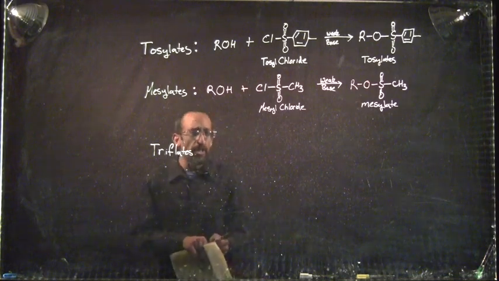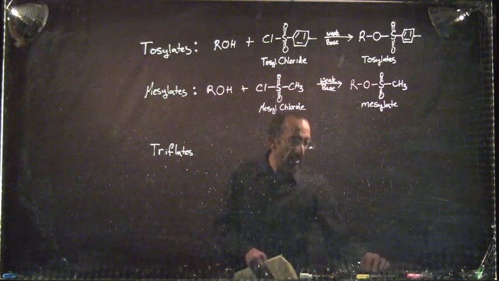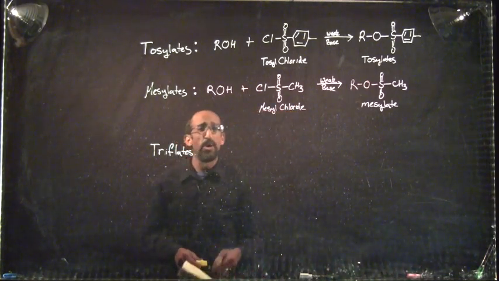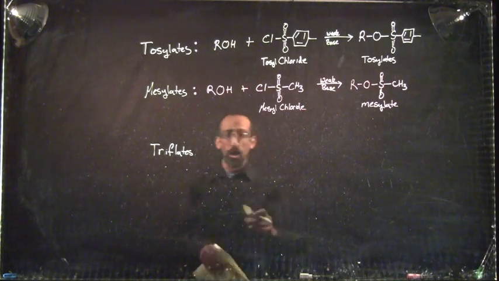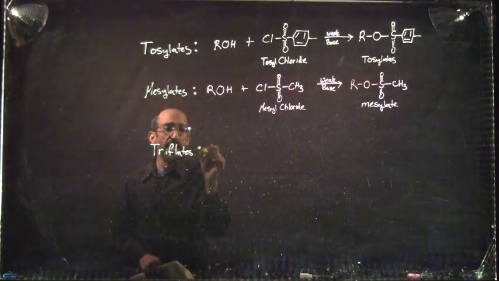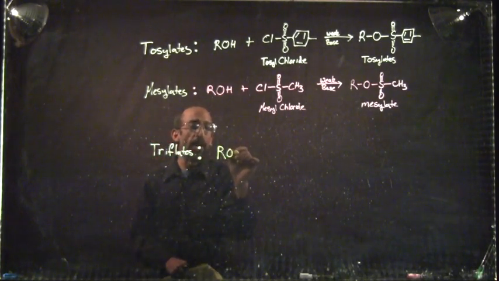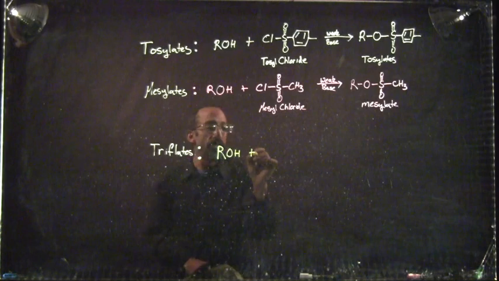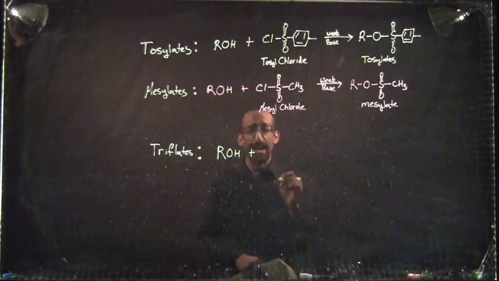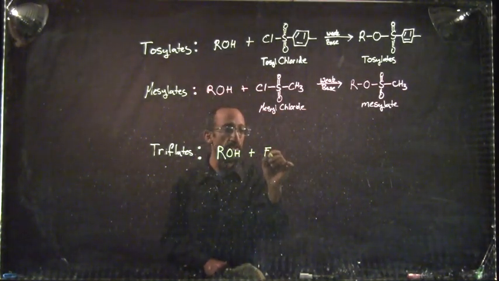Now, triflates are a little bit different. Triflic chloride is a very unstable and dangerous reagent. And so when we're preparing a triflate, instead of using triflic chloride, we again start with our alcohol, but this time we use triflic anhydride, which has this structure.